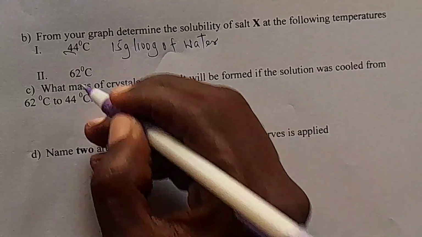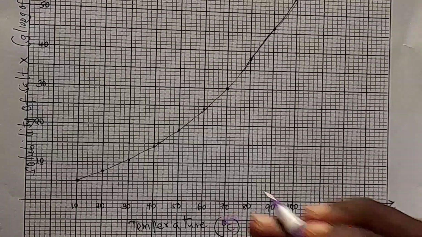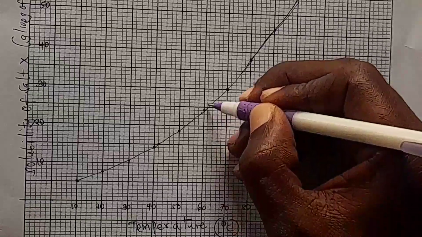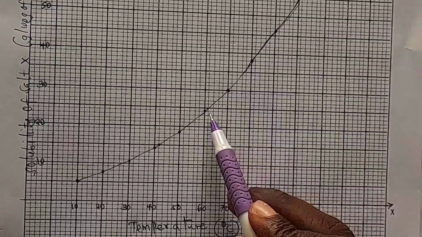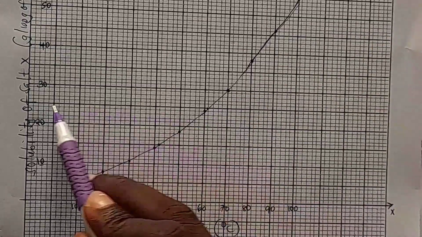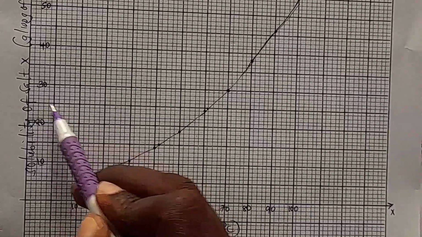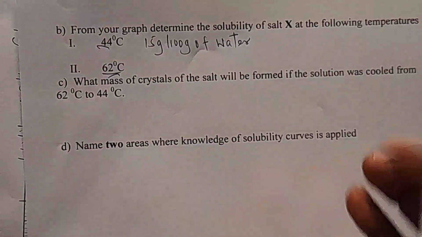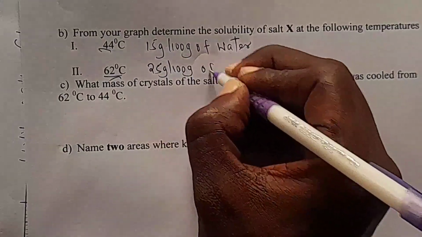So let's check the other temperature. I'm told 62 degrees Celsius. So let's check 62 here. We have 60, so for me to get 62, I check the next small box. I go with the small box, I reach here. So again it's this line. If you move like this, we go in between 20 and 30. In between 20 and 30, we have 25. So the answer, the solubility, will be 25 grams per 100 grams of water.